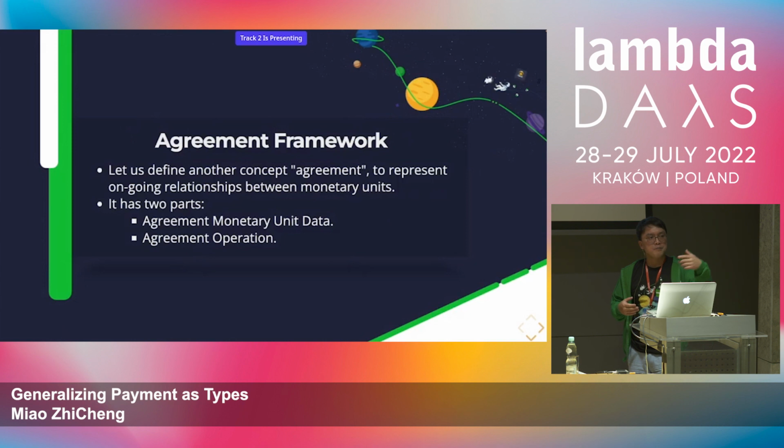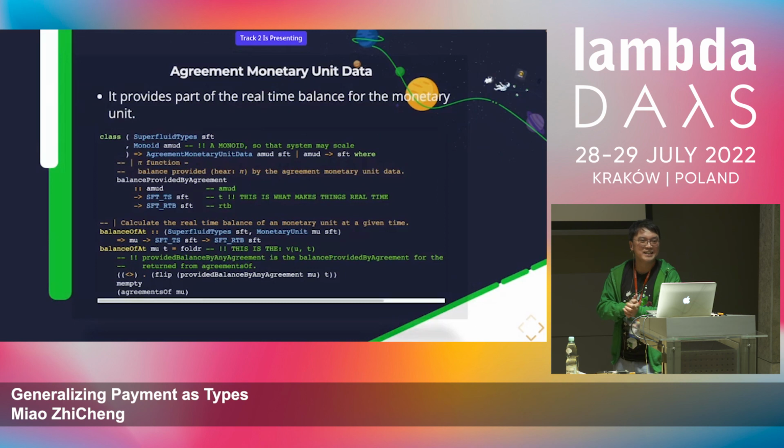So the thing about normal payments, there's nothing ongoing. I send you the money, you receive the money, done. There's nothing ongoing anymore. But in order to describe something ongoing, we create a new concept, a new data structure called agreement. There are two parts of this. One is monetary unit data agreement. The other is the agreement operations.